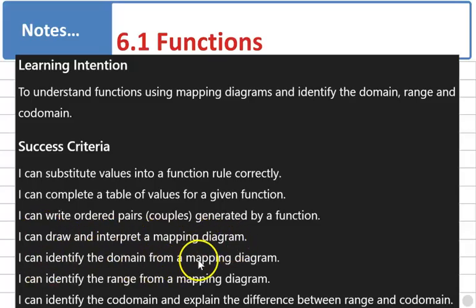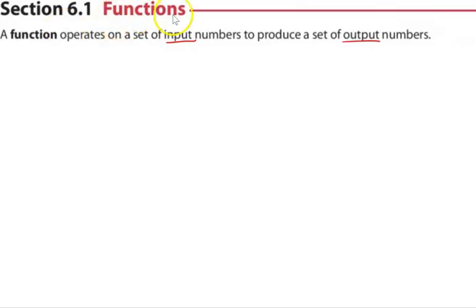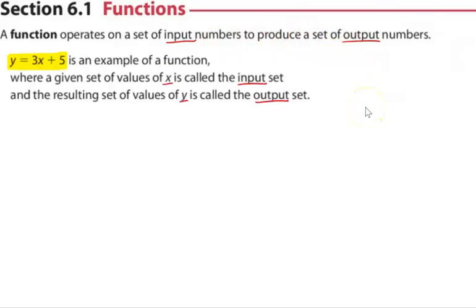I can identify the domain from a mapping diagram. I can identify the range from a mapping diagram. I can identify the codomain and explain the difference between range and codomain. Functions. A function operates on a set of input numbers to produce a set of output numbers.